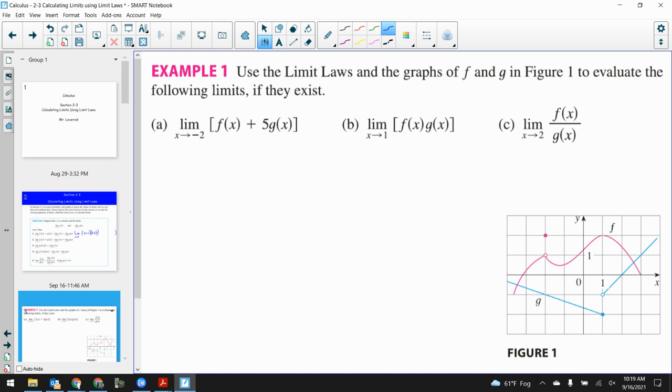Otherwise, we're just estimating. Otherwise, we're just guessing. Otherwise, we're saying, okay, I think it's going to go to this. So let's look at the graph and do some operations with it. So take a look at what I've got here.